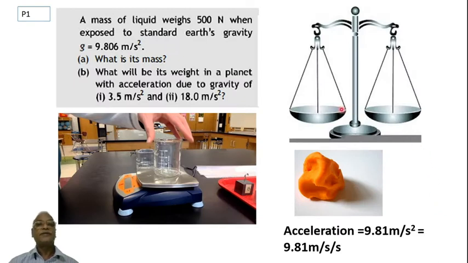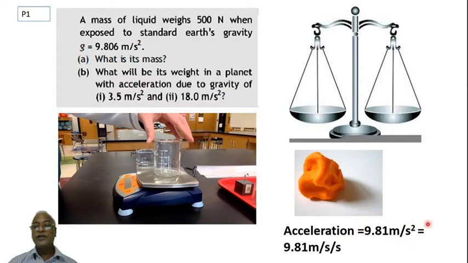Okay, here there is a problem. A mass of liquid weighs 500 newtons when exposed to standard Earth's gravity, and Earth's gravity is given as g equal to 9.806 meter per second squared. Hope you know the meaning of acceleration. Acceleration is equal to 9.81 meter per second squared.